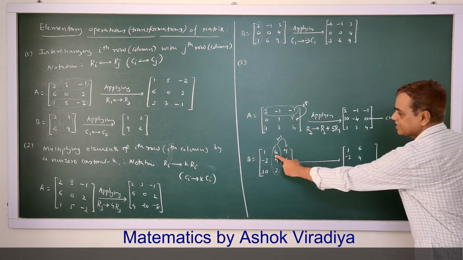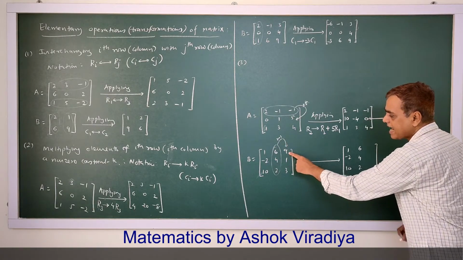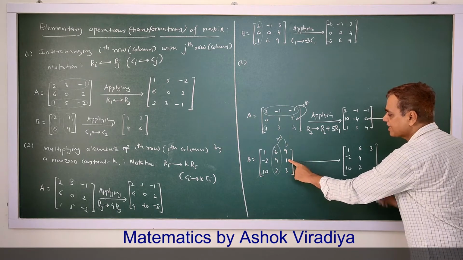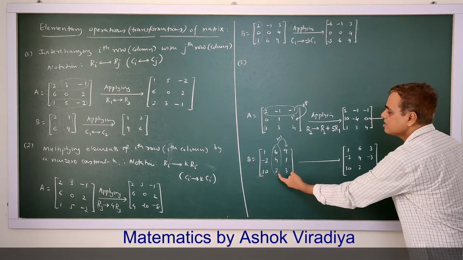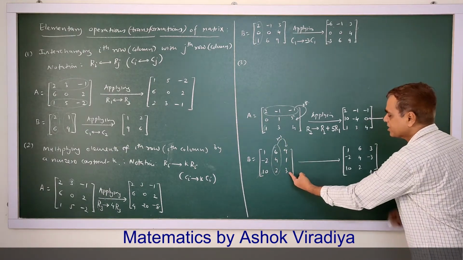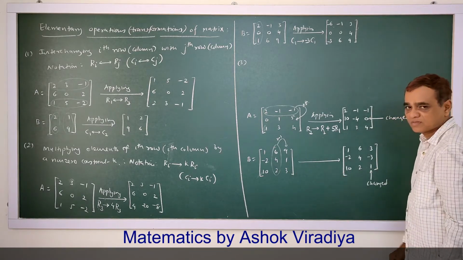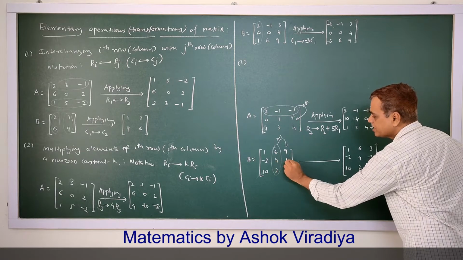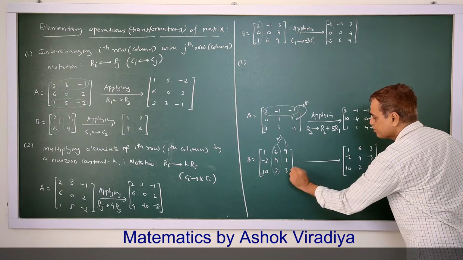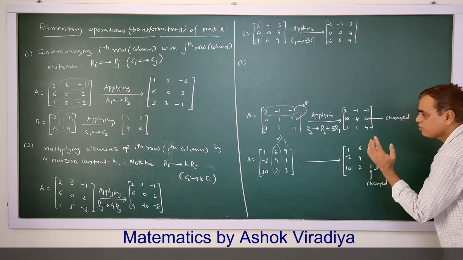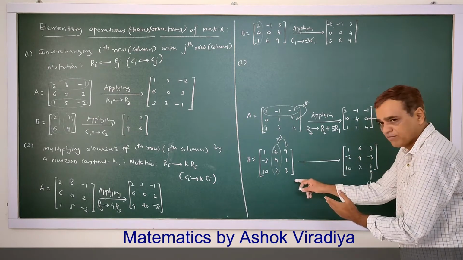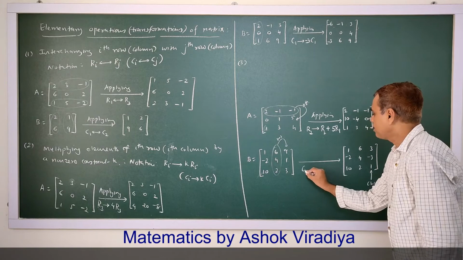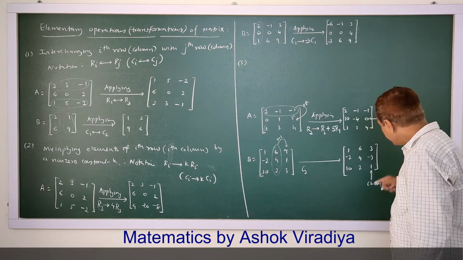Now look, 6 into -1 is -6. Add -6, so this will be 3. 4 into -1, add -4, so -3. 2 into -1, -2, so 1. That means 6 is subtracted, 4 is subtracted, 2 is subtracted. So here from third column, second column is subtracted. So change is in third column.